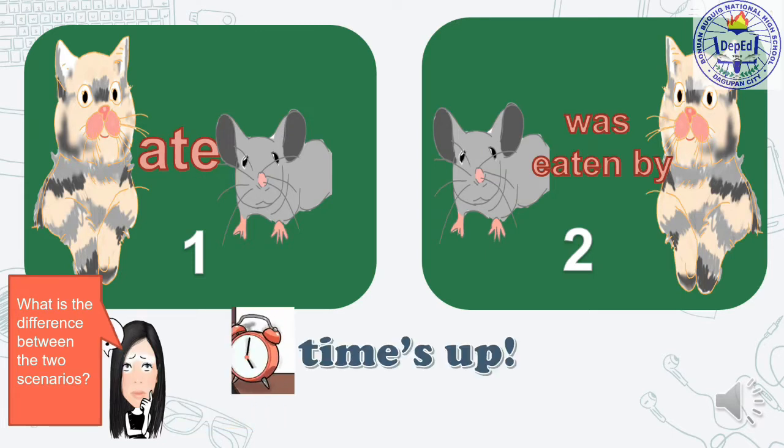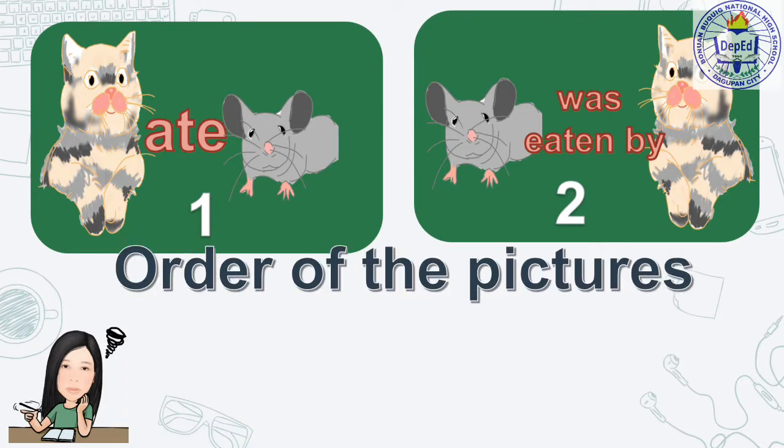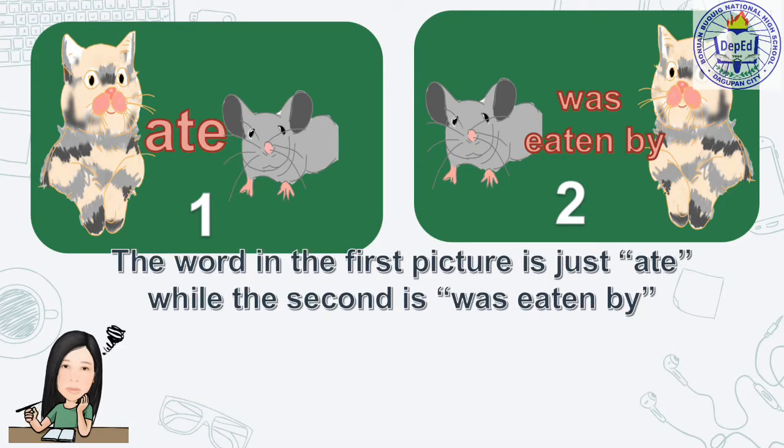Now let's see your answers. Check your own paper. The first difference between the two pictures is the order of the pictures. The first picture comes with the cat, followed by the word ate and the mouse, while the second picture starts with the mouse, followed by the words was eaten by and the cat. The second difference is the word in the first picture is just ate, while the second is was eaten by. Did you get them all?